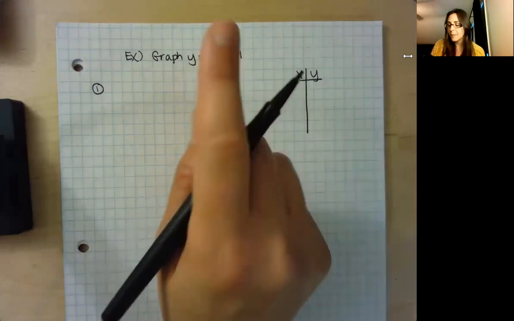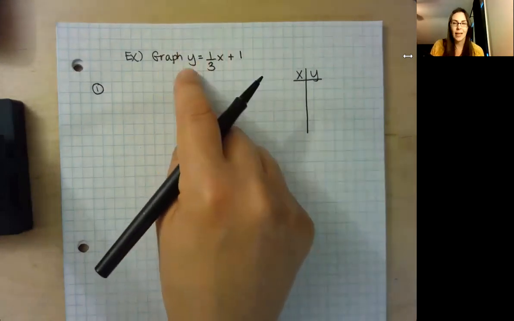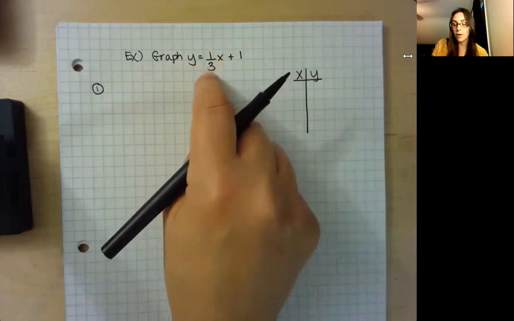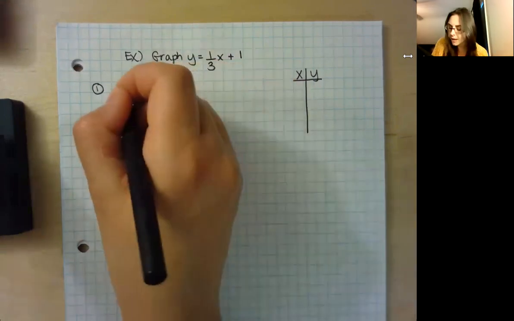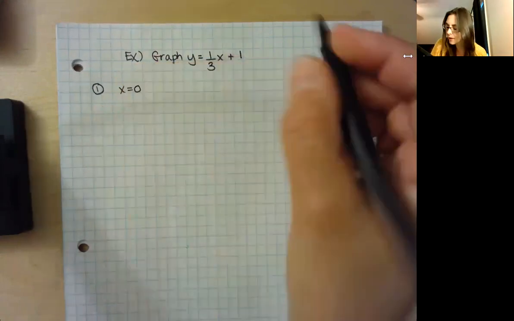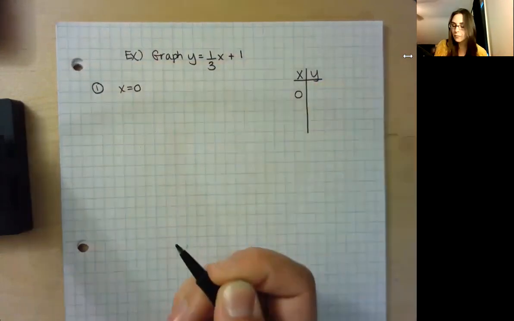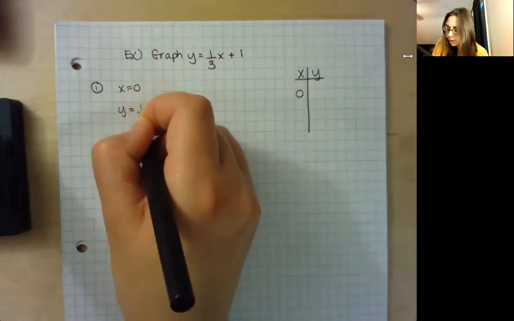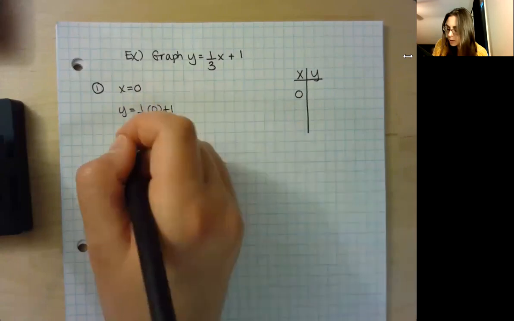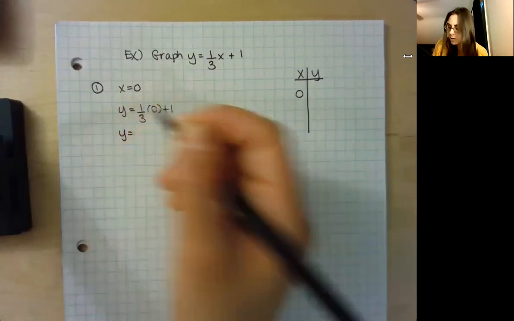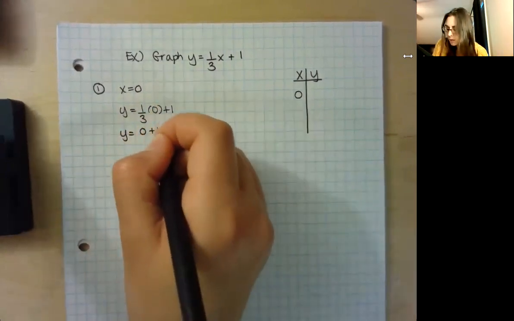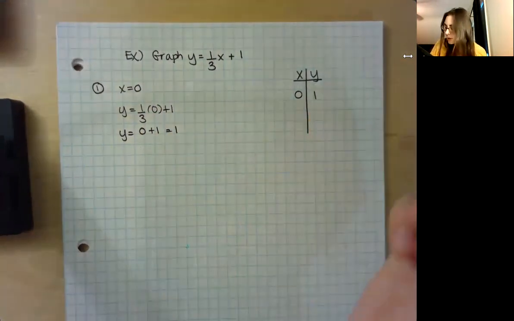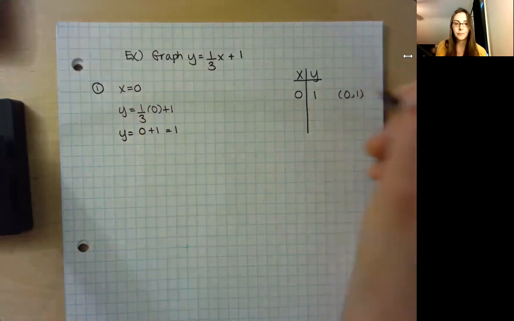So for this example, I'm not going to pick y values so much because that's not going to cancel my fraction. I'm going to try to pick x values that would cancel out a 1/3. So the first value that I can think of that would cancel that 1/3 and make my life pretty easy is 0. So I'm going to replace that x with 0. And hopefully you know that anything times 0 is just 0, right? So this becomes 0 plus 1, which is just 1. So my first point is going to be 0, comma 1.